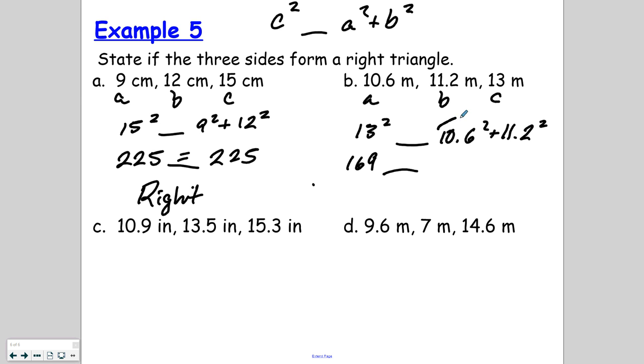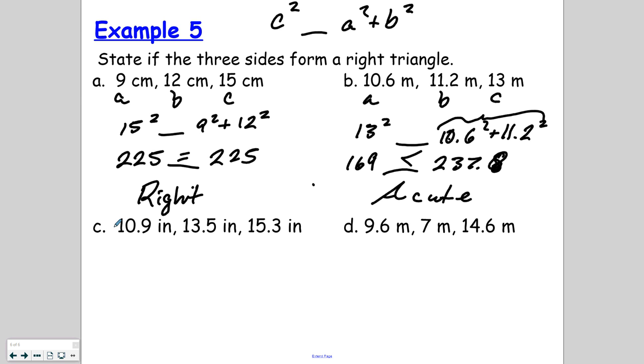The cool thing about this is we can type this whole thing in exactly as shown, right into the calculator. You're going to get the right value because what we wrote down and what we type into the calculator is going to be the same in terms of the order of operations. So 169 is less than 237.8. Since it's less than, it's acute.